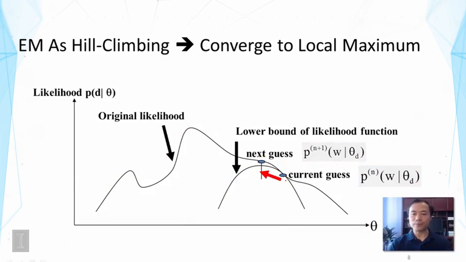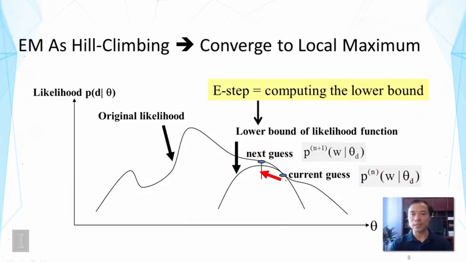So the E step is basically to compute this lower bound. We don't directly compute this likelihood function, but we compute the latent variable values, and these are basically a part of this lower bound. This helps determine the lower bound. The M step, on the other hand, is to maximize the lower bound. It allows us to move parameters to a new point. And that's why the EM algorithm is guaranteed to converge to a local maximum.